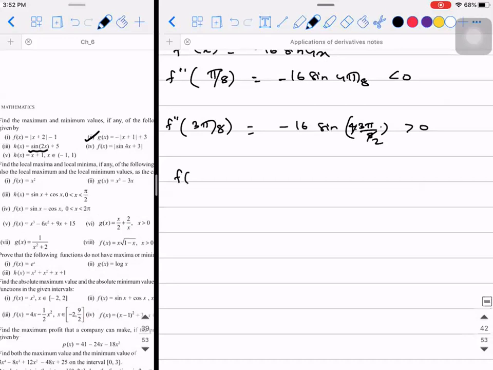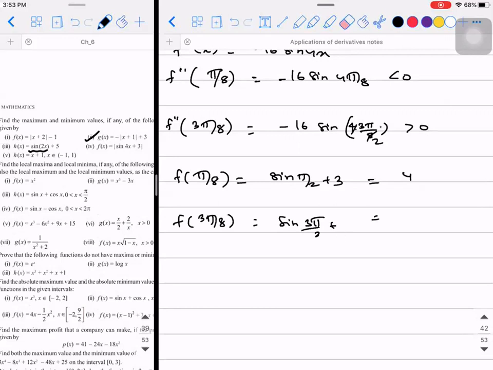So f of pi by 8 is how much? It will be sine of pi by 2 plus 3, that is 4. So f of 3 pi by 8? Sine of 3 pi by 2 plus 3, it will be 2. So maximum value is 4, minimum value is 2. So the next one is very easy. h of x is equal to x plus 1. You can do it.